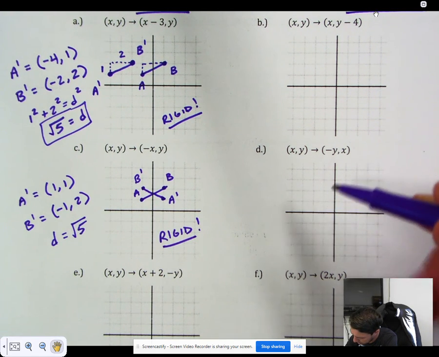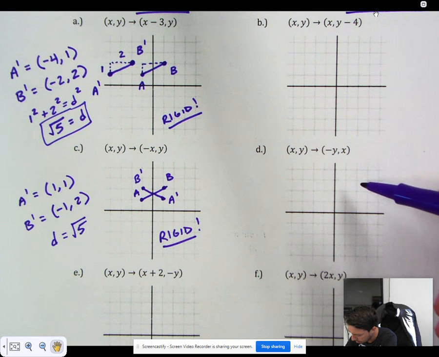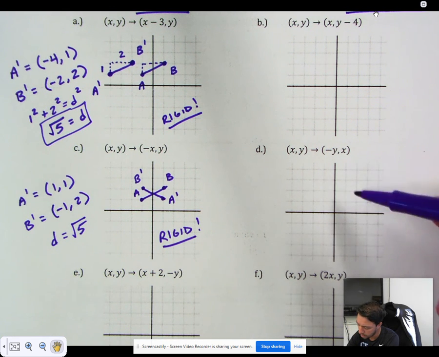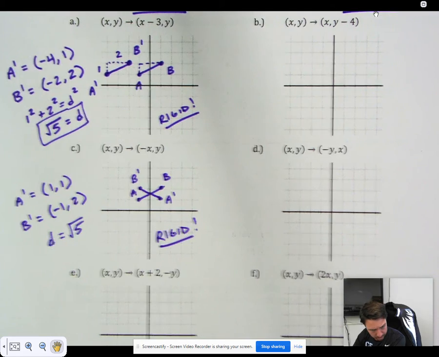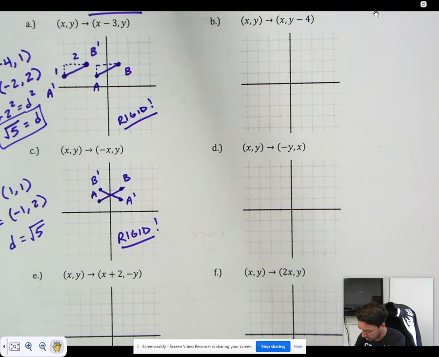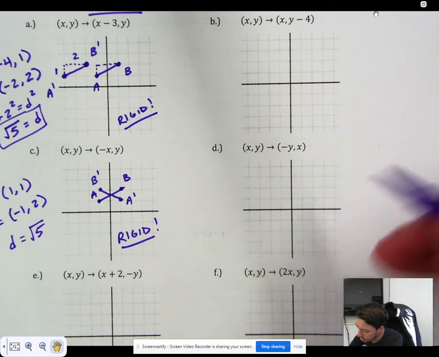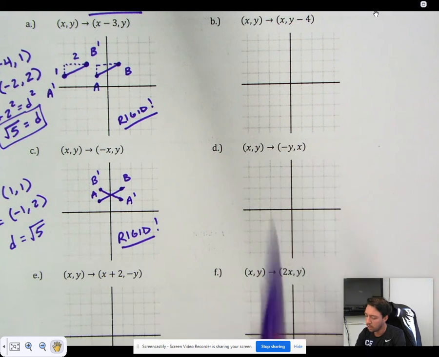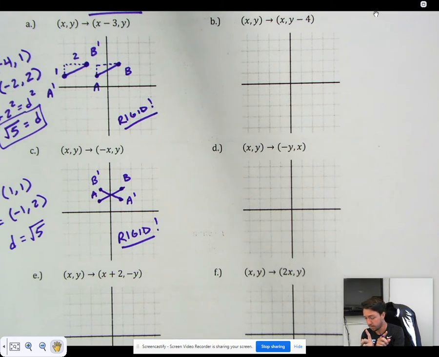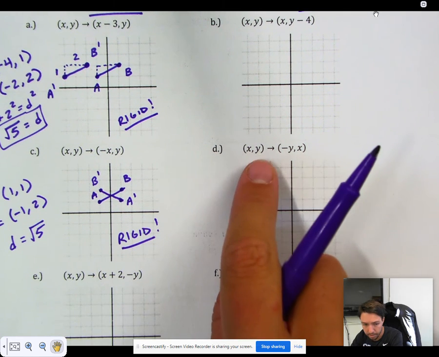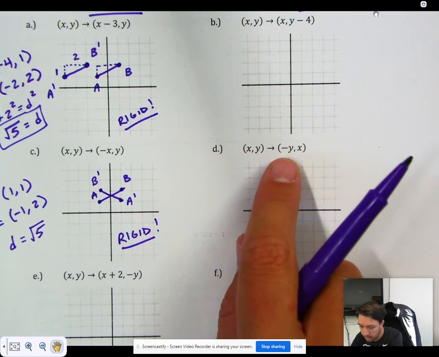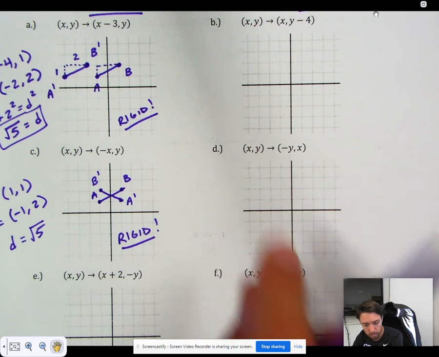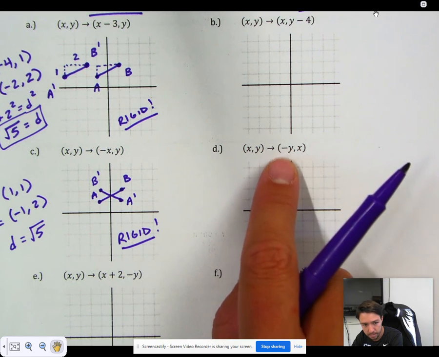So here's D. That's another one. Let's do D together, because this one could be a little confusing, just to make sure we're all on board here. So what happens here? You swap the x and the y values, but also that original y value is made opposite when it turns into your new x value.